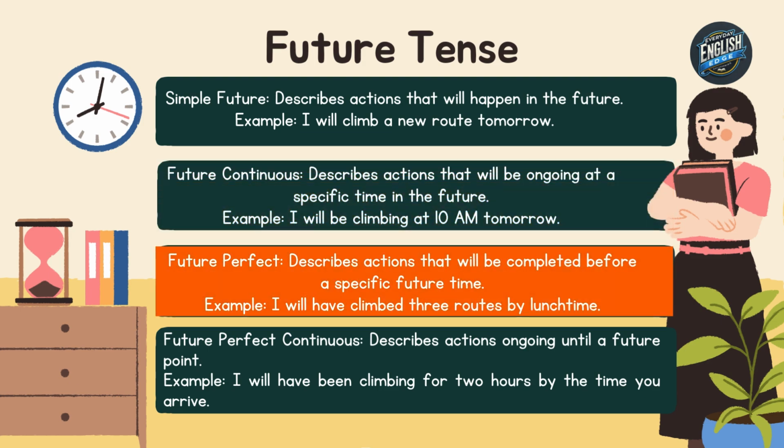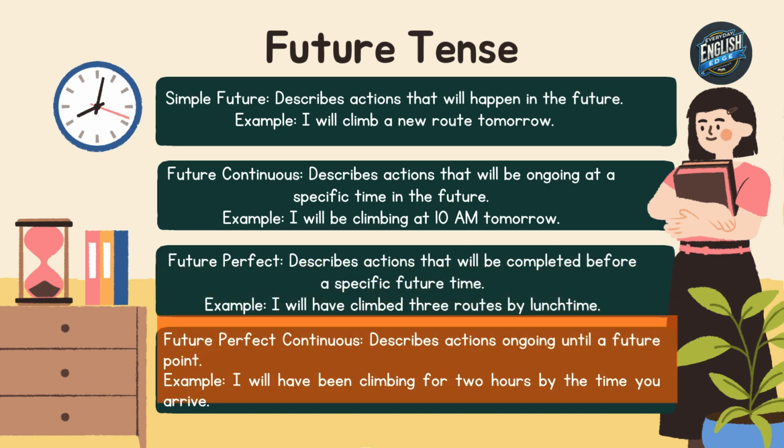tomorrow. Future perfect describes an action that will be completed before a specific future time. Example, I will have climbed 3 routes by lunchtime. Future perfect continuous describes action ongoing until a future point. Example, I will have been climbing for 2 hours by the time you arrive.